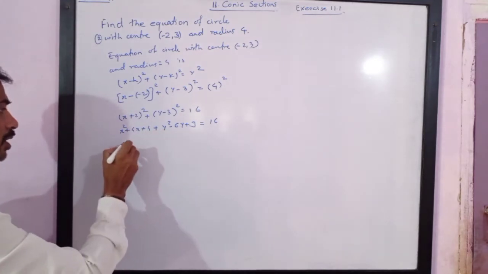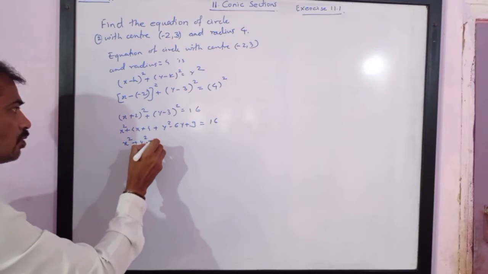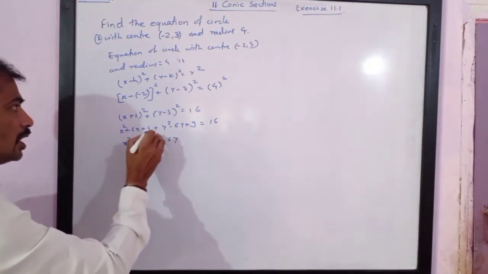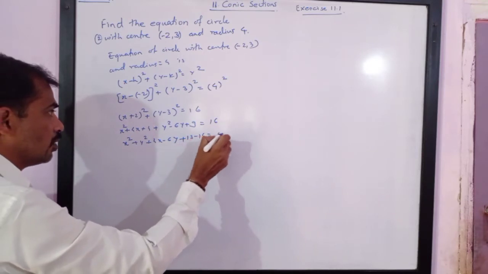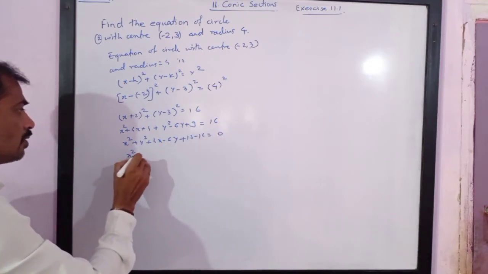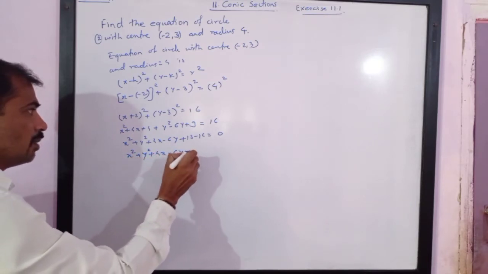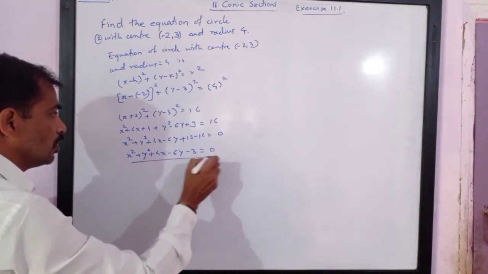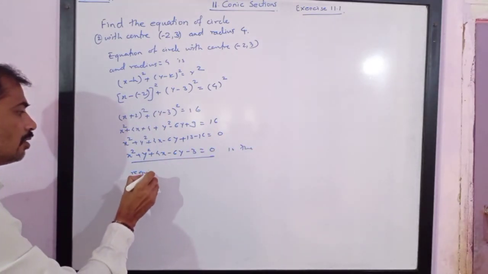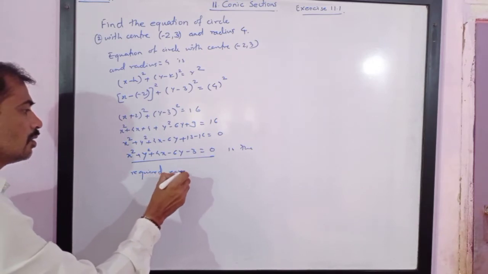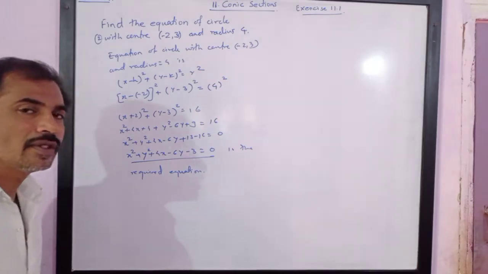Now arrange the equation in the descending order of the powers. You will get x square plus y square plus 4x minus 6y. This 9 plus 4 will be 13, and 13 minus 16 is minus 3. So it becomes x square plus y square plus 4x minus 6y minus 3 is equal to 0, which is the required equation of circle.